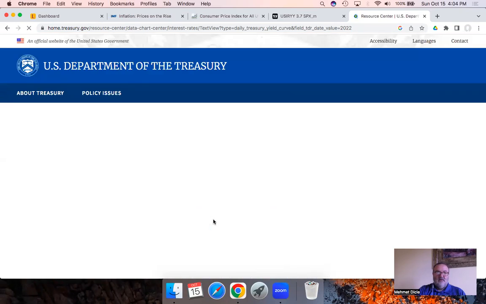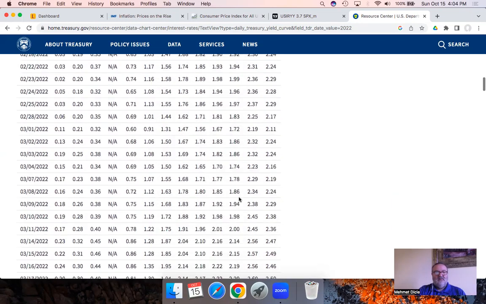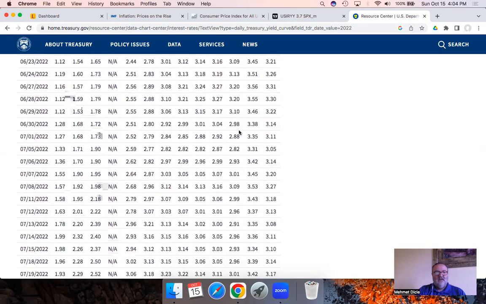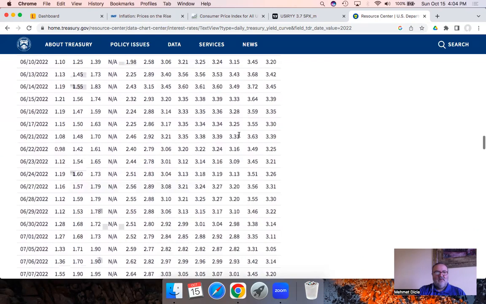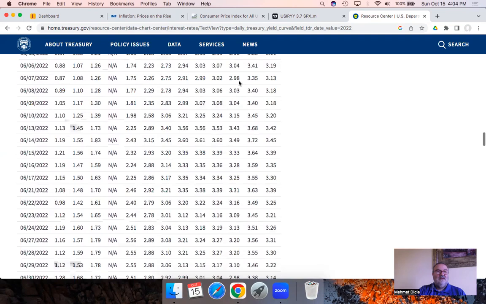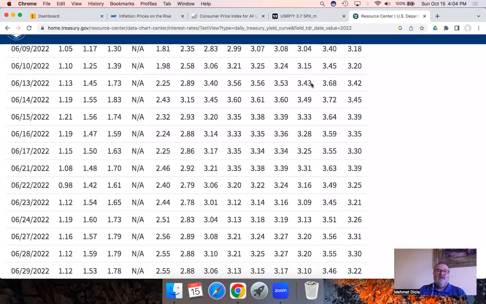Now let's take a look at June 2022. To begin with, notice how all of a sudden we are back above the 1.5% level. And as we go through June, notice now we are at about 3%. And this is, again, basically showing that with the inflation going up that high, the 10-year yields are trying to catch up.